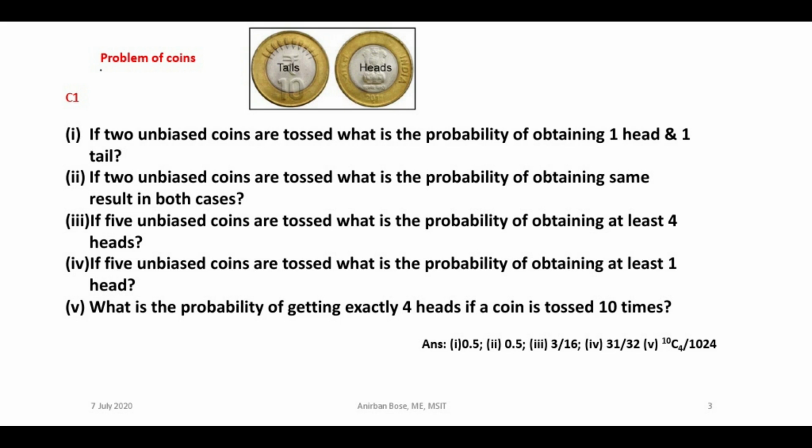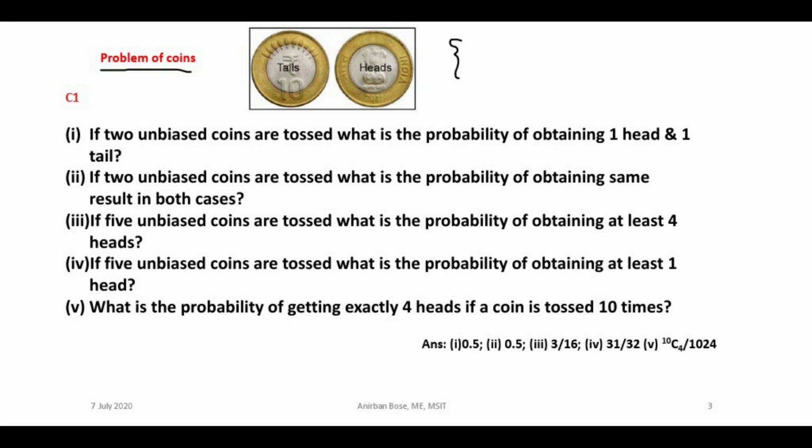Now let us start solving some of the problems. So let us start with the problem of coins. These are very popular in probability problems. Let us start. If two unbiased coins are tossed, what is the probability of obtaining one head and one tail?